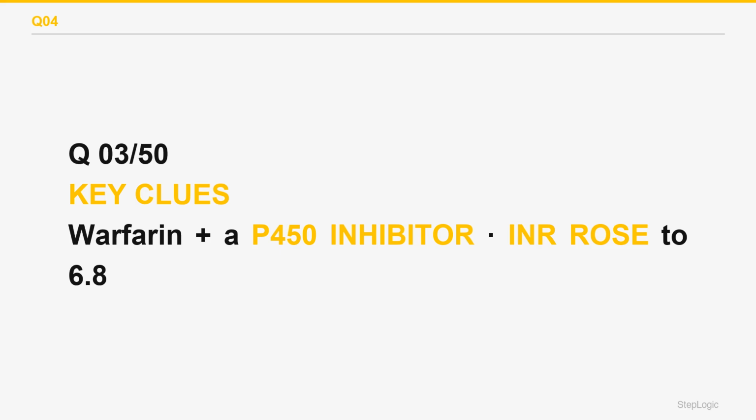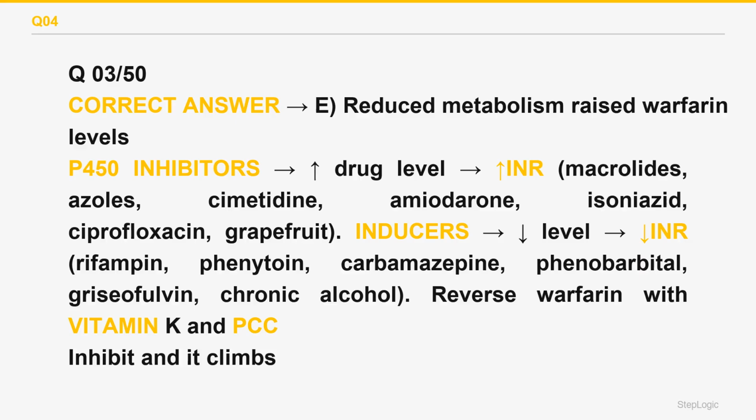An inducer does the opposite. Metabolism accelerates, warfarin levels fall, the INR drops, and the patient is at risk of thrombosis, which is what choice B describes. Common inhibitors include macrolides, azole antifungals, cimetidine, amiodarone, isoniazid, ciprofloxacin, and grapefruit juice. Common inducers include rifampin, phenytoin, carbamazepine, phenobarbital, griseofulvin, and chronic alcohol. The correct answer is E.